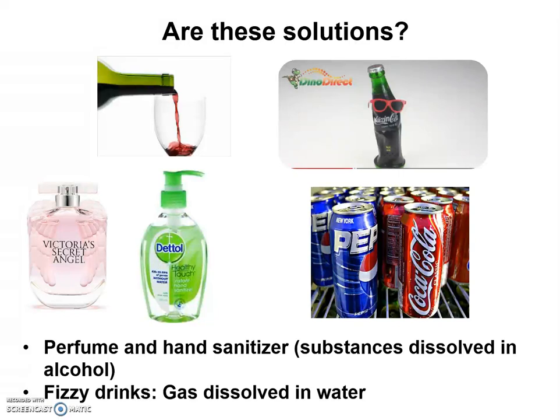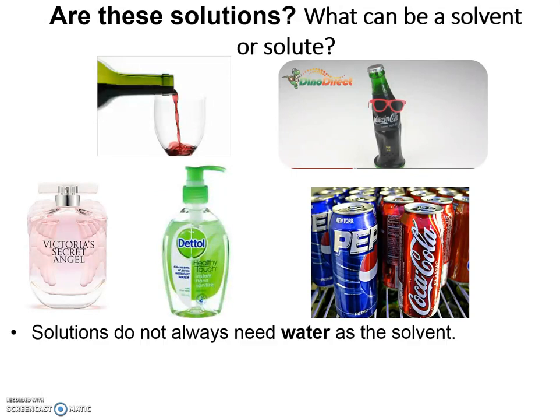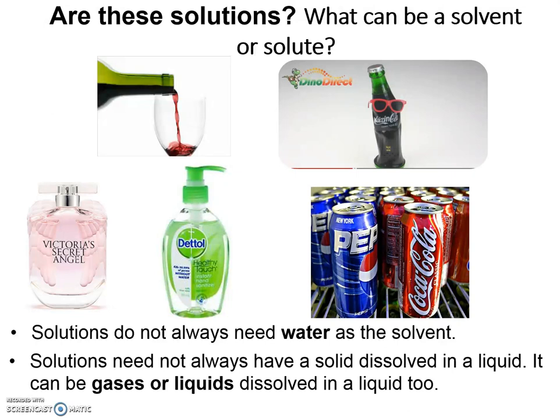Now, a fizzy drink like Coke or even wine has different kinds of substances dissolved in water. And you don't necessarily have to have a solid that dissolves in water. A gas can dissolve in water as well, like carbon dioxide in water, so that's how you get your fizzy drinks. Perfume and hand sanitizer have substances dissolved in alcohol. So solutions do not always need water as a solvent. You can have alcohol, for example, and solutions do not always need to have a solid dissolved in a liquid. It can be gases or liquids dissolved in a liquid as well.